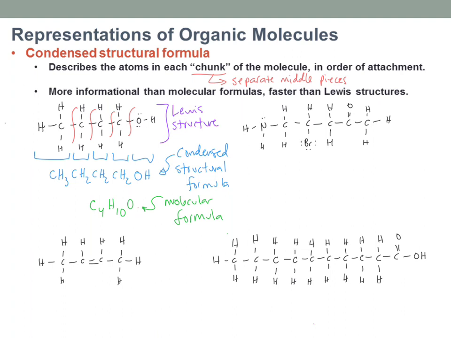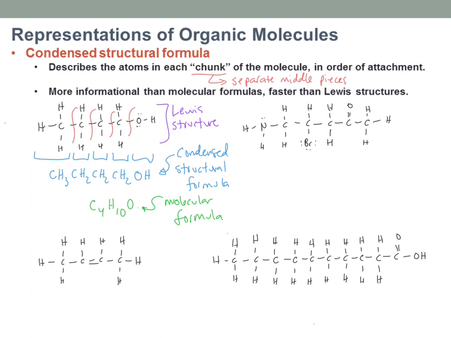Like I know, for example, that there's an OH at the end of this. There's no O in the middle, because if there was an O in the middle, I would have drawn an O in the middle. And so the condensed structural formula is faster than a Lewis structure, drawing out all the bonds, but it gives more information than just a molecular formula. So it's kind of in between, right? It's a condensed version of a Lewis structure is the idea. Let me do a couple more examples here.